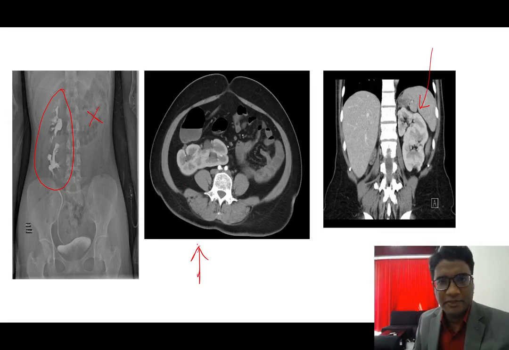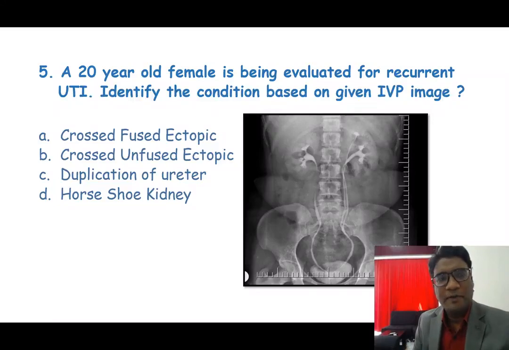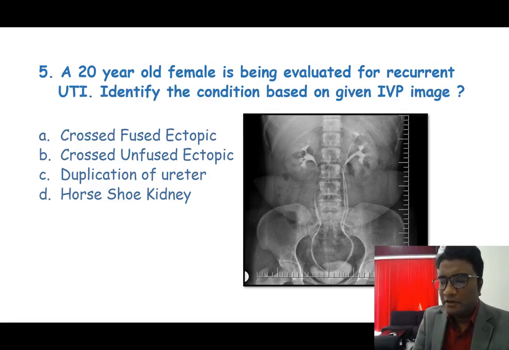Let us come to the next question now. To make it better, look at a similar question here. A 20-year-old female is being evaluated for recurrent urinary tract infections. Identify the condition based on the IVP image. So look at the image here. Again on the IVP image, you can see the right kidney in the normal right renal fossa with the pelvicalyceal system and the right ureter being normal. On the left side, I see there are two ureters, a superior ureter and an inferior ureter. So what do you think this is?